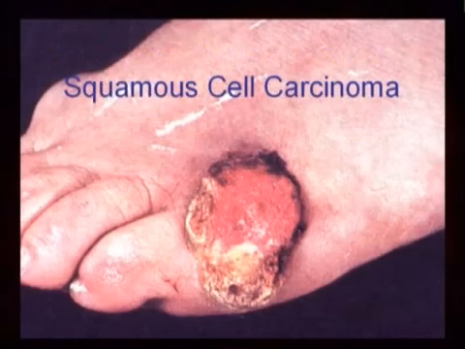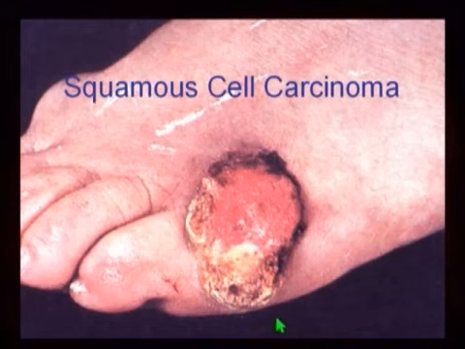Here's an example on the foot, so probably a less sun-exposed area, but a squamous cell here just the same. And this lower portion is pretty typical in appearance. A lot of erythema, that crust and scale right on top there. And then this has an eroded surface back here a little bit.